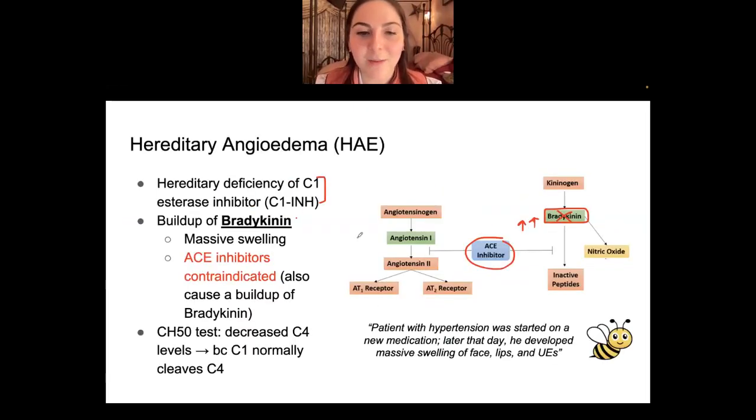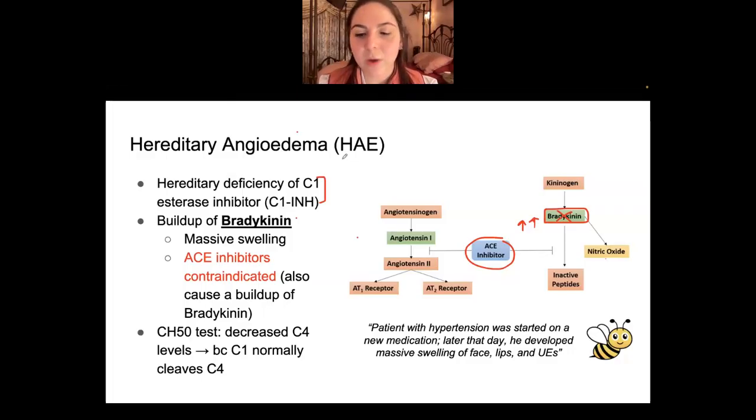I have no idea how common this is. On boards it's pretty common. No, I honestly don't know. And we'll talk about how you would see it. Is it rare? To be honest, people don't know that they have this until they're put on an ACE inhibitor, and then they have these symptoms. But I'm not entirely sure how common it is. But I know that that's your classic pathology state. That's your classic vignette in the question.